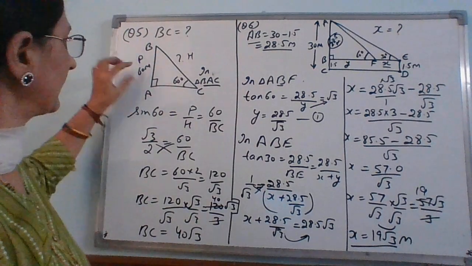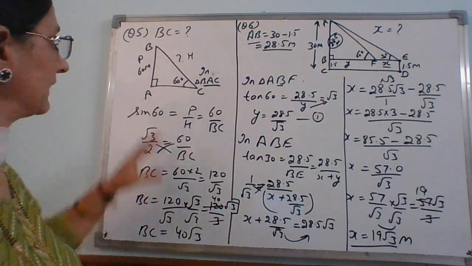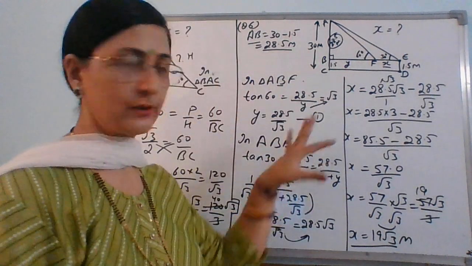So this was very direct, simple. There was only one triangle, and P and H were connected, so you applied sin. If it was P and B you would apply tan, and if it was B and H you would apply cos. So that one was direct. This one is a little complicated, right?